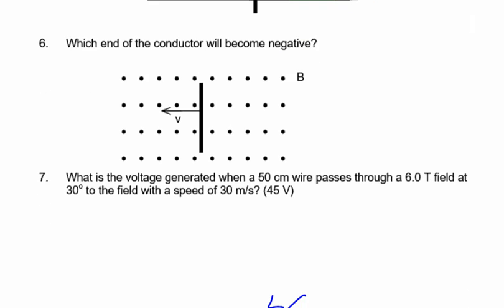All right, which end of the conductor will become negative? So now the dots here mean that it's coming out of the board, and we want to know which way it's going to be negative, so I'm going to use my left hand again. Your fingers should be pointing out of your paper right now. Your thumb should be in the direction of that motion, which would make your palm point down, which means that your electrons are going to go down. So all your electrons would gather on the end of that wire. So the bottom would become negative.